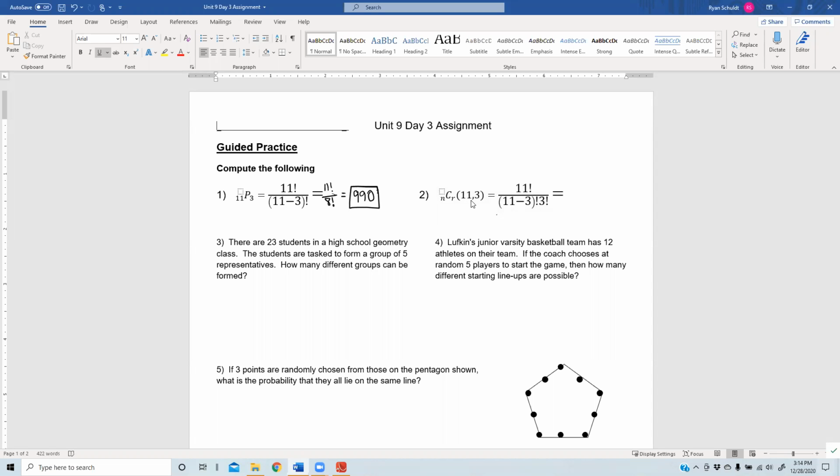Also, you could say, okay, well, I see the P here. This must be a permutation. So in your calculator, you could do NPR 11, 3. That would get you the same thing.